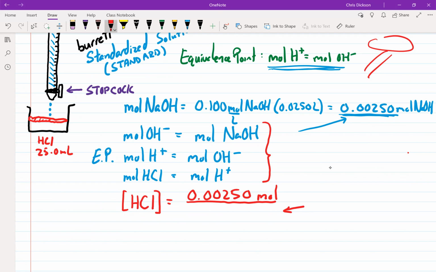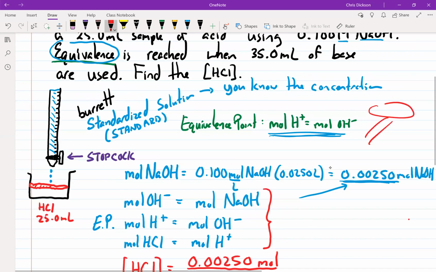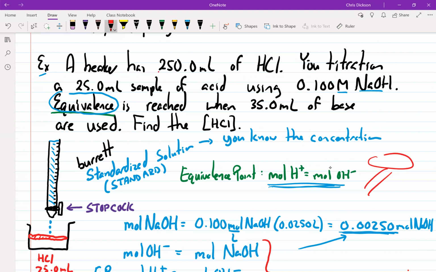Well, you have to figure out where you did the titration. What was the volume of the acid you actually titrated? Remember at the very beginning, we said you had 250 mL and you took a 25 mL sample to titrate. So you have to be careful which number you use here, because you didn't titrate all of the acid. You only titrated a sample.